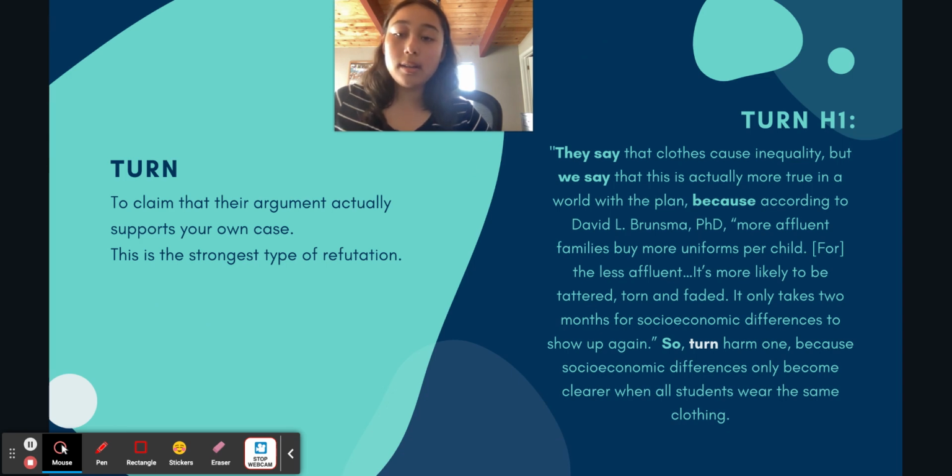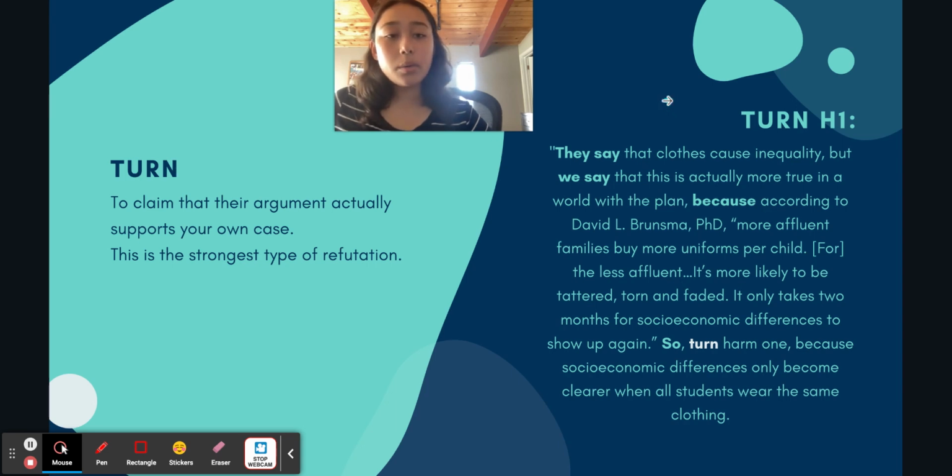So let's look at the final attack or rebuttal that tends to actually be the strongest, and this is a turn. This is where you claim that their argument actually supports your own case, and you usually can't turn an argument because there's a very specific set of circumstances where you can actually prove that your opponent's argument supports your own. But when you can absolutely turn, it is the strongest because in addition to them losing an argument, you're gaining one.